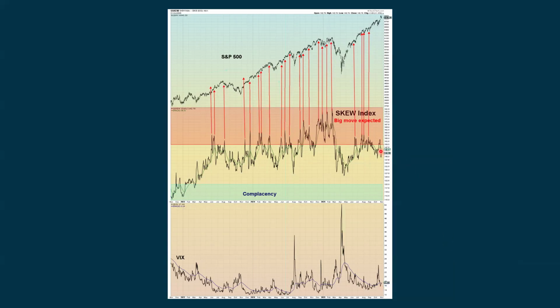And when we get up into this red area, that means the market is expecting some kind of a big move. We were up there, and then we have now dropped down, and we're more in this neutral area for the time being.